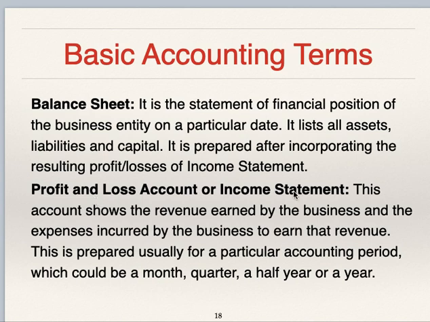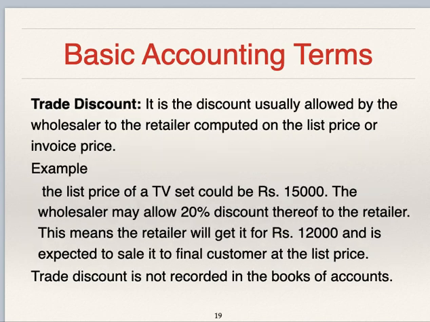Next is the profit and loss account, which is also known as the income statement. This account shows revenue earned by the business and expenses incurred by the business to earn that revenue. It is prepared usually for a particular accounting period, which could be a month, quarter, half year or a year. Normally, the profit and loss account is prepared for a period of 12 months, that is, 1 year, and that is the reason why the heading of the profit and loss account is always 'for the year ended'. This profit and loss account will give you net profit or net loss, which gets transferred to the balance sheet.